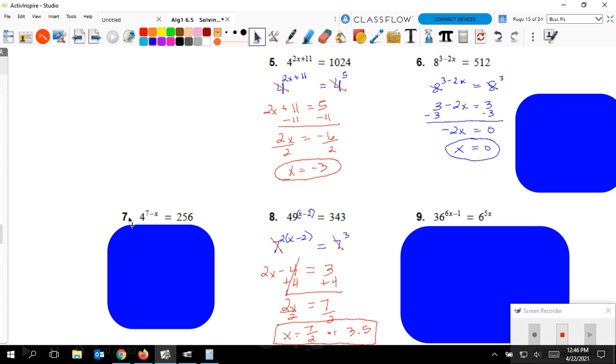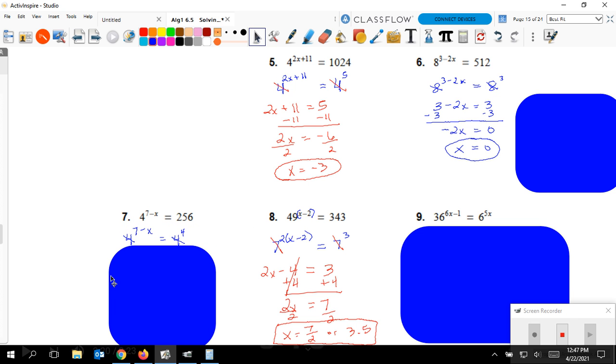For number 7, we have a base of 4. We'd like to try to change this 256 into a base of 4. When we were doing this problem, we actually saw that one. It was actually 4 to the 4th power. So 4 to the 4th power is 256, so that changes them to the same base. So again, when you don't have the same base, you have to change them to the same base. And so now we can cross out the same base of 4, and then our exponents become our equation.